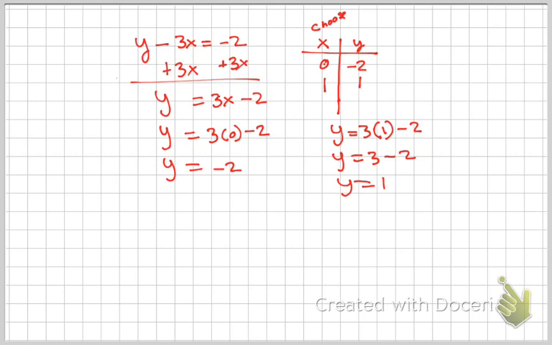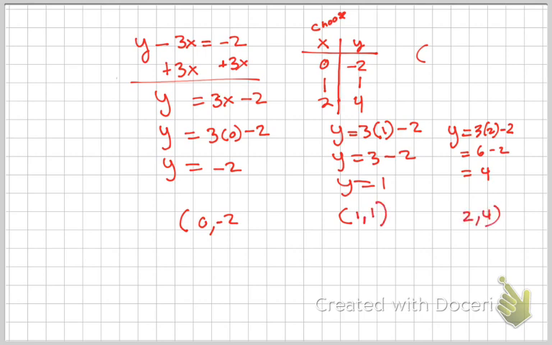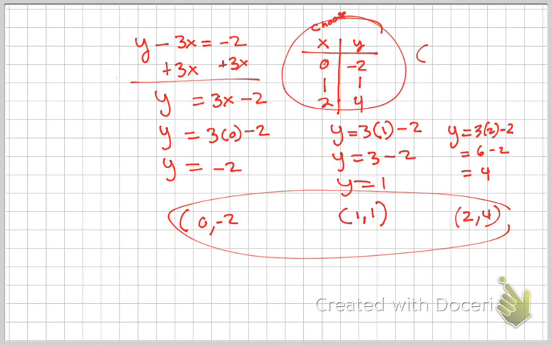And I can do it again. Y equals 3 times 2 minus 2. It's 6 minus 2, which is 4. So what's the ordered pair? Huh? (2, 4). So there's your 3 solutions. I don't care if you put it as a table or if you do (0, -2), (1, 1), (2, 4). Do you understand? You can do it like this or you can do it like this. Do you understand the homework for tonight? All right.